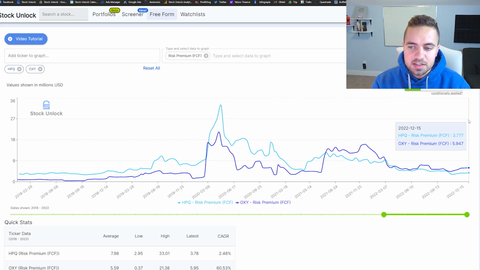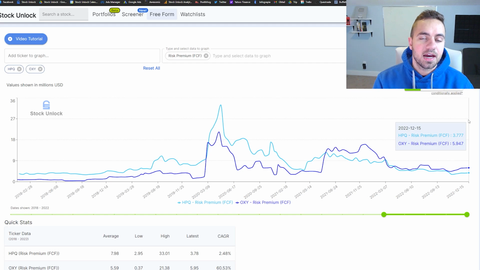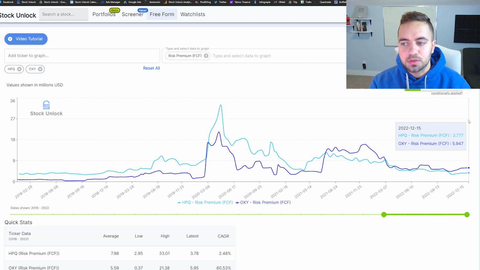What this means is that Occidental Petroleum is yielding 6 times as much as a government bond for its investors, which means that it has an absolutely massive margin of safety. HPQ, same story. It is yielding 3.78 times as much as a bond, which means that it also has a massive margin of safety. This is why Warren Buffett is so aggressively buying these stocks, especially Occidental Petroleum.